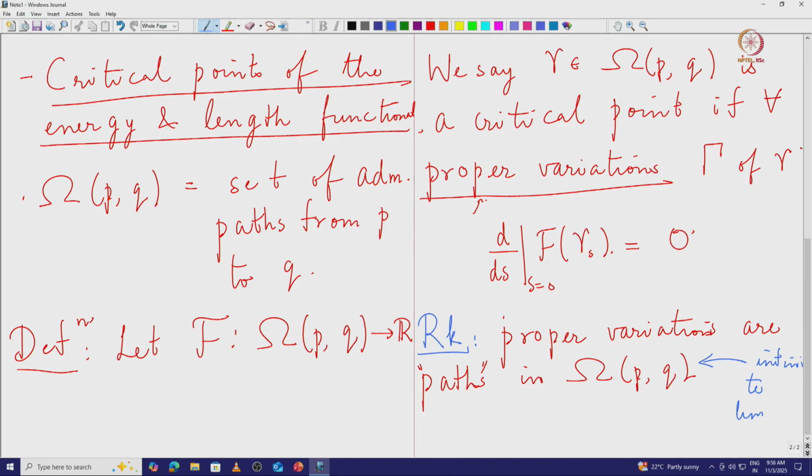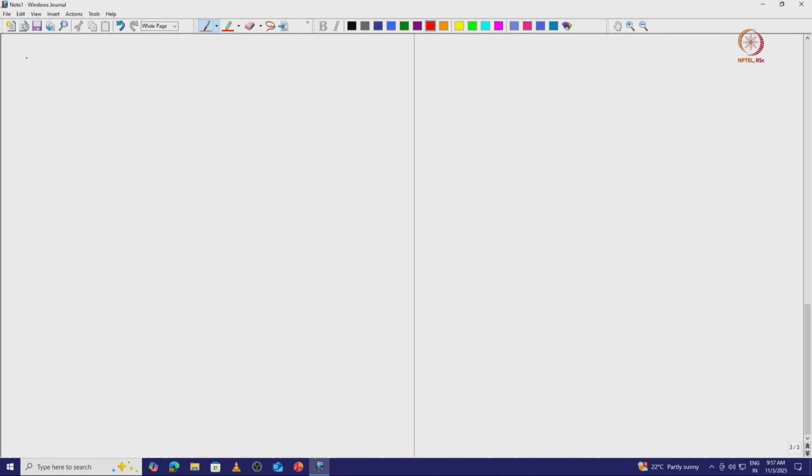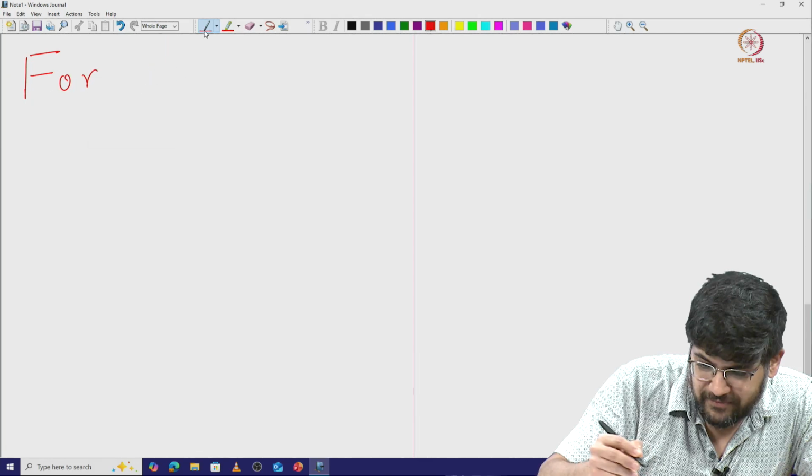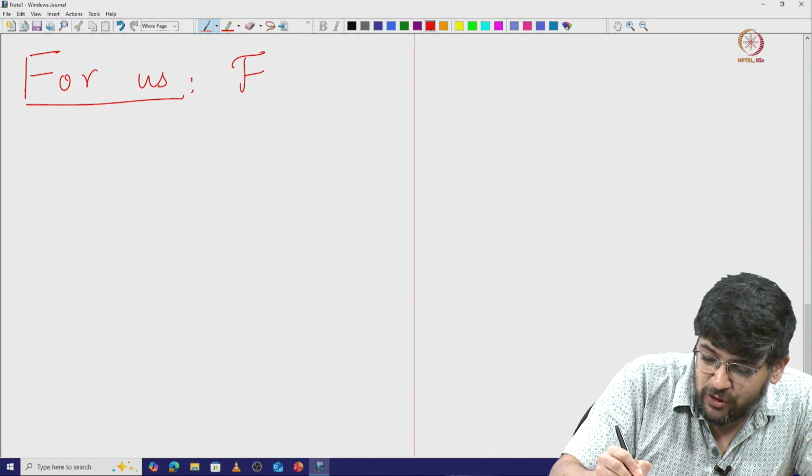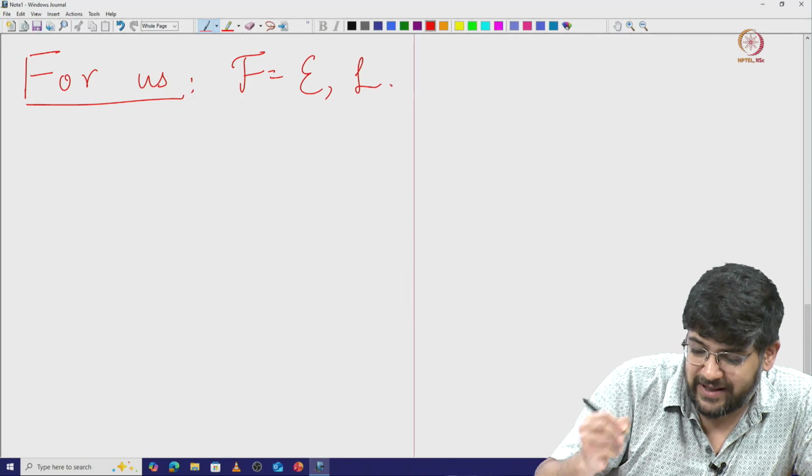On the other hand, all our multivariable calculus stuff works for finite dimensionals, but nevertheless one can make a lot of these things carry over to the infinite dimensional setting. This is the definition of being a critical point. For us, F is either going to be the energy functional or the length functional.